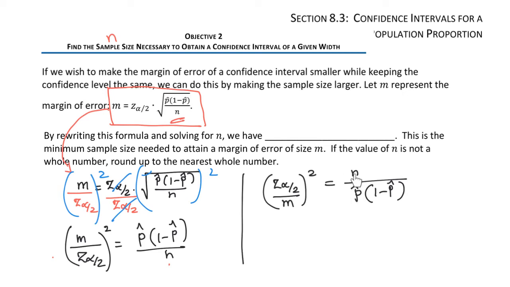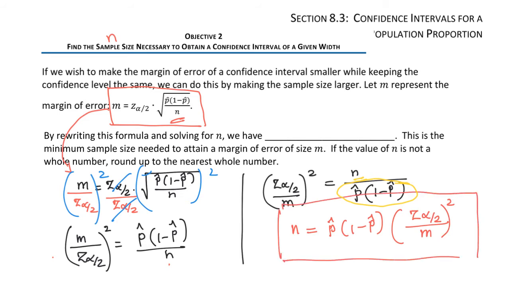Then I need to get n by itself. So multiply both sides of the equation by this whole thing, p hat times 1 minus p hat, so that we will get n by itself. So this is the formula for the sample size. This is the minimum sample size needed to attain a margin of error of size m. If this value of n is not a whole number, you can round up to the nearest whole number.